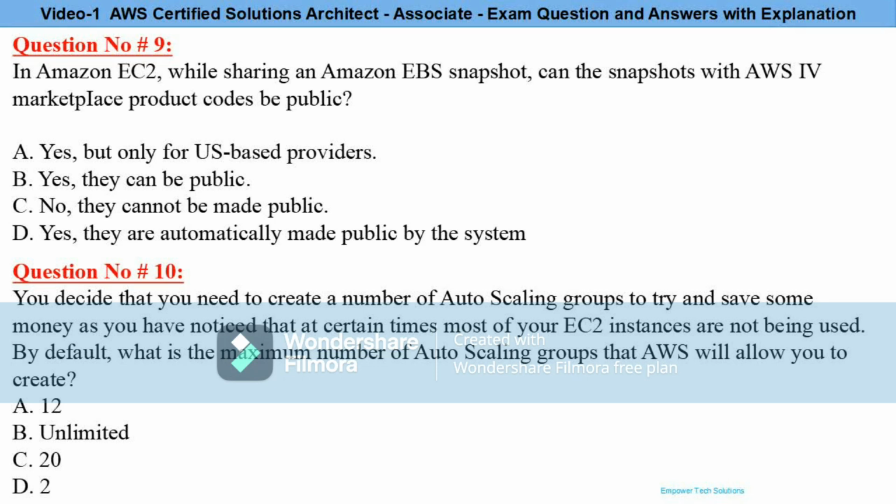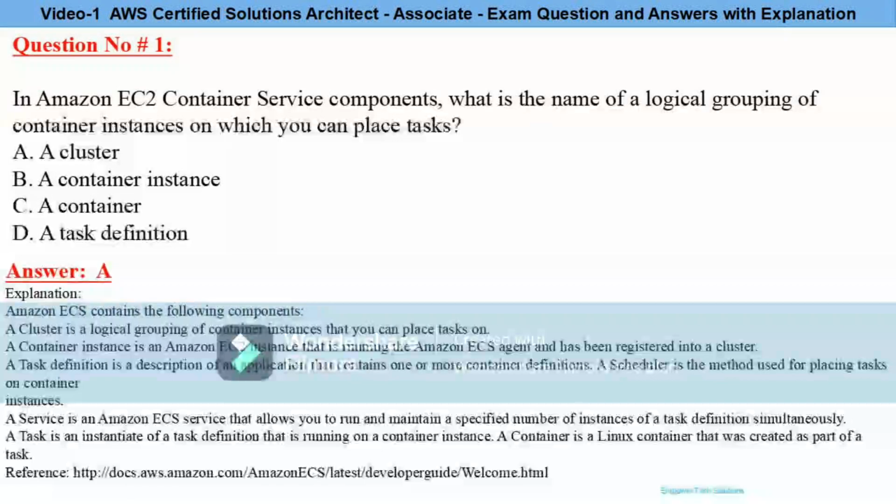Question 10. You decide that you need to create a number of Auto Scaling groups to try to save time and money. You have noticed that at certain times most of your EC2 instances are not being used. By default, what is the maximum number of Auto Scaling groups AWS will allow you to create? 12, unlimited, 20, or 2. There is logic to this, so you have to check on that one. So let's move to the answers.